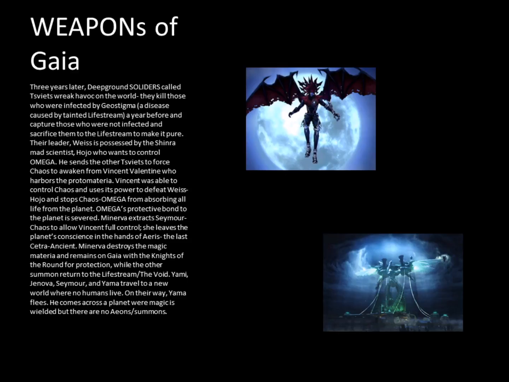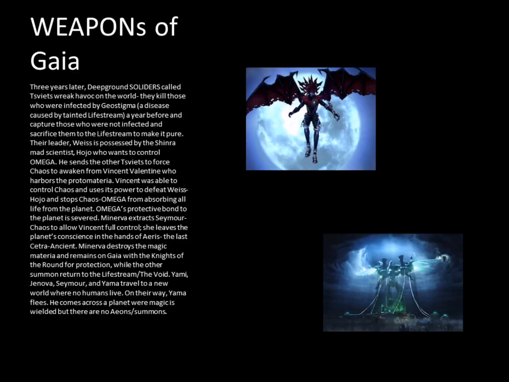Minerva extracts Chaos to allow Vincent full control. She leaves the planet's contents in the hands of Ares, the last Ketra agent. Minerva destroys the magic materia and remains on Gaia with the Knights of the Round for protection, while the other summons return to the Lifestream or the Void.